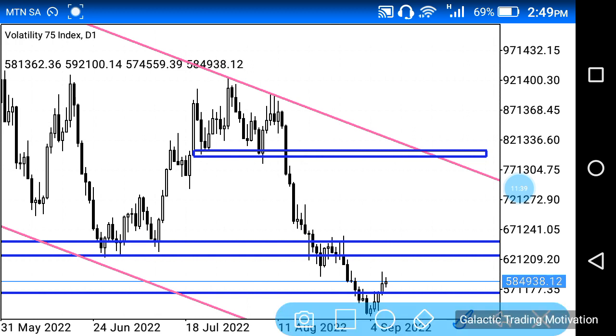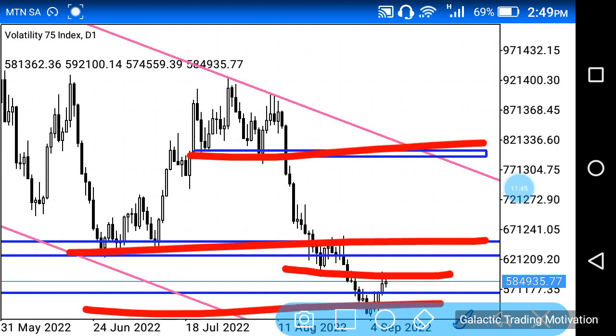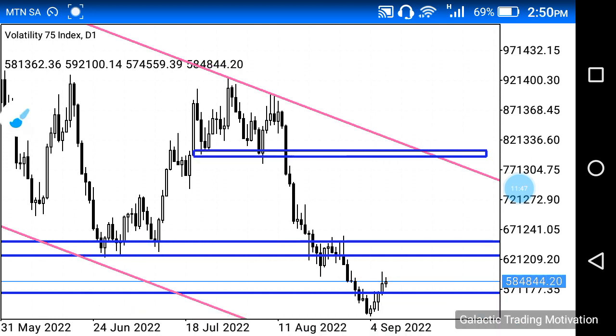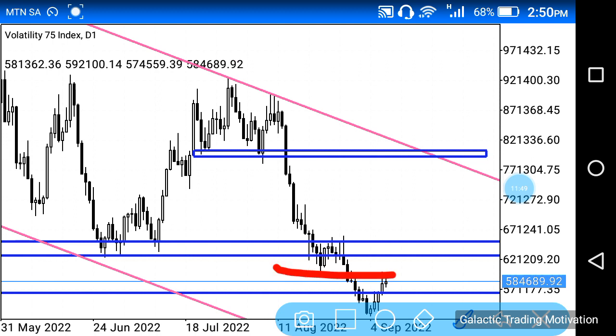I actually want to add another neckline here, but I think it's going to be too confusing for you guys because we already have multiple lines everywhere. So I'm just going to leave that, but just keep in mind that we have this level over here, which is the neckline of this smaller M structure that we have over here, right? Keep that in the back of your mind.